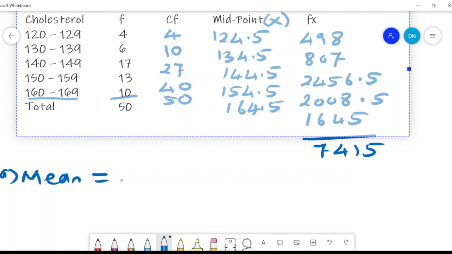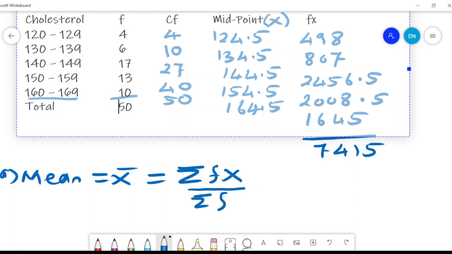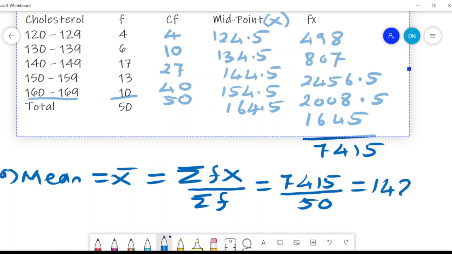We are going to compute the x bar, which is given by, remember, for the ungrouped data we said summation of x, but now it is summation of fx divided by the summation of the frequencies. We can see there are 50 people. So it is 7415 divided by 50, and that will give us 148.3. So the average cholesterol level in this group of 50 adults is 148.3.